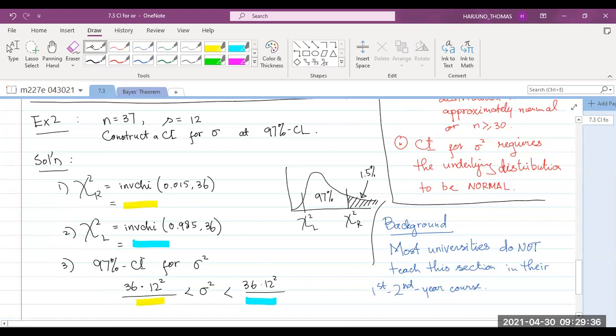So, chi-squared right, area to the right 0.015, degree of freedom 36. It takes approximately 17 counts on my handheld calculator to get this number. That's 56.81138.